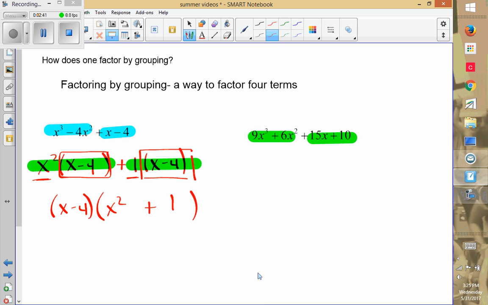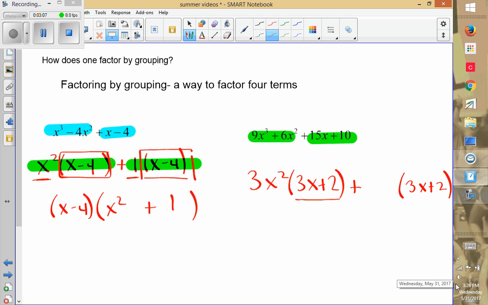If I take a look at this next problem, the 9x to the third plus 6x squared, they both have a 3x squared. So when I factor out a 3x squared, I'm going to get a 3x plus 2. So ideally then, if this 3x plus 2 is our binomial, our hope is that the 3x plus 2 is a binomial left over, and indeed we do have a GCF of 5 in this case, which when I factor out a 5, I'm going to get 3x plus 2 left over, which is great because now I have that binomial in common.